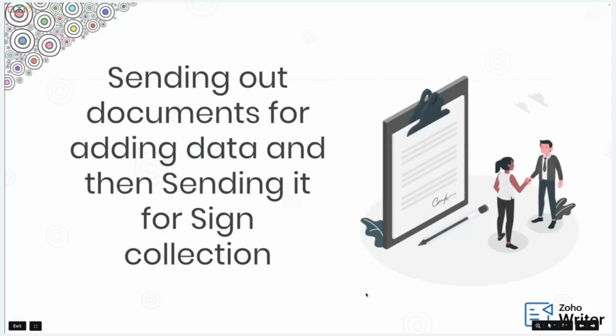So in this use case, we will be sending out documents by adding data and then send it for sign collection. So just like the previous one, you have a template ready, and you fill in certain information by using merge, and after that you send it out for filling in the required information, and then you send it out for sign. So you make use of merge, filling in, and then signature in the same process. It would be a wonderful workflow here. So let me show you the template now.